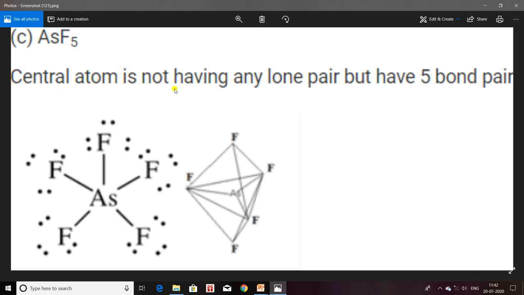Now, as you can see, a total of 5 electron pairs are present and 5 atoms are attached to arsenic. That means a total of 5 bond pairs are present. So you will show these bond pairs in this way. This is arsenic and these are the 5 atoms. And these 2 atoms are present here. So what is the geometry here? It is trigonal bipyramidal.